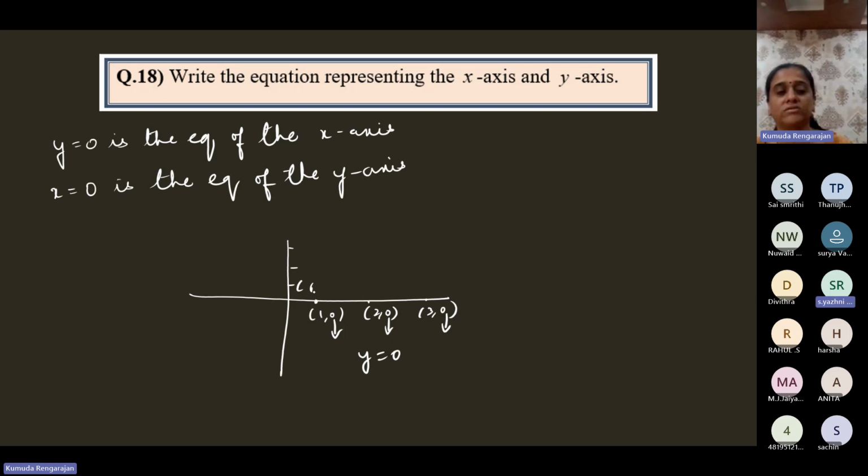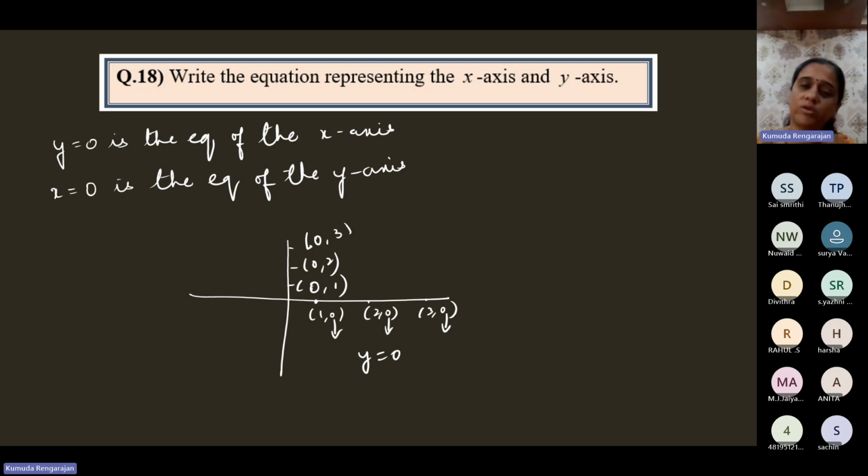(0, 1), (0, 2), (0, 3), and so on. So you can see that the x-coordinate is always 0. Any point on the y-axis, the x-coordinate is always 0. So x is equal to 0.